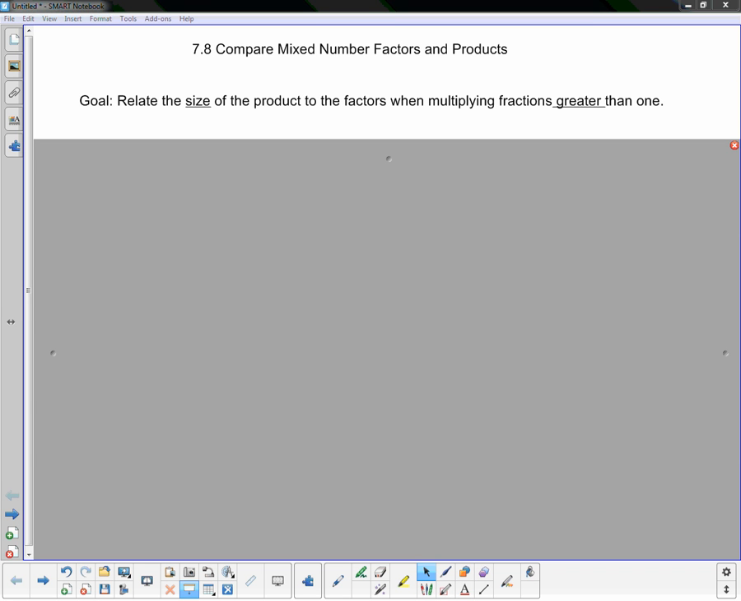This is lesson 7.8, compare mixed numbers, factors, and products. The goal is to relate the size of the product to the factors when multiplying fractions greater than 1.